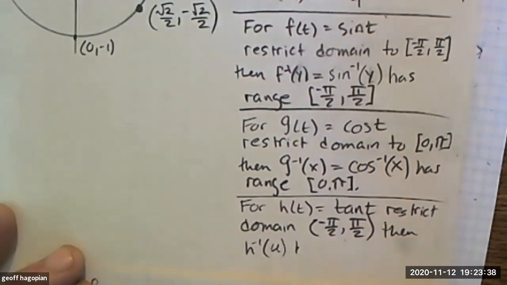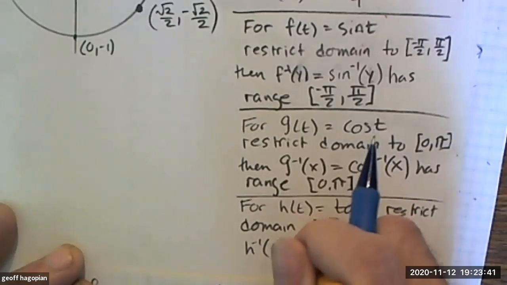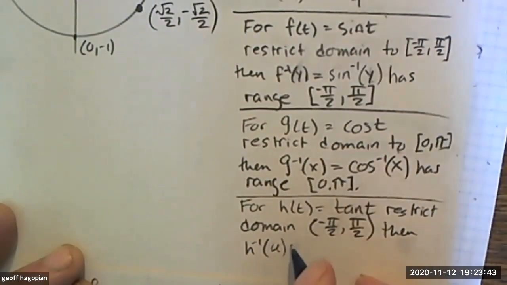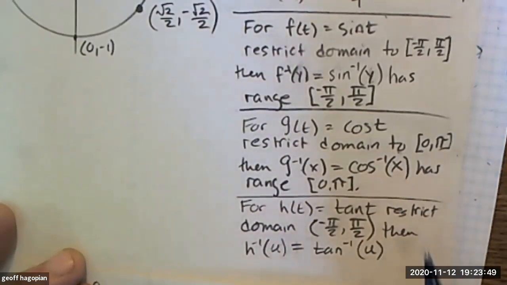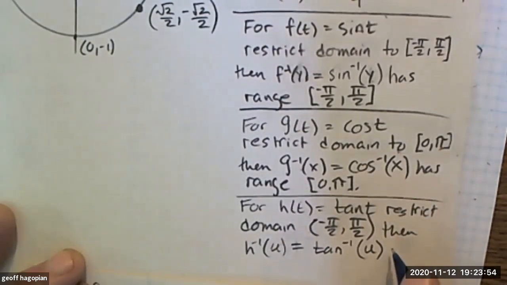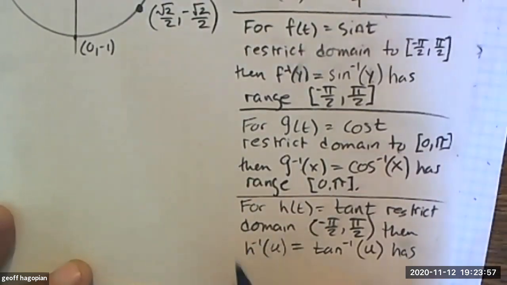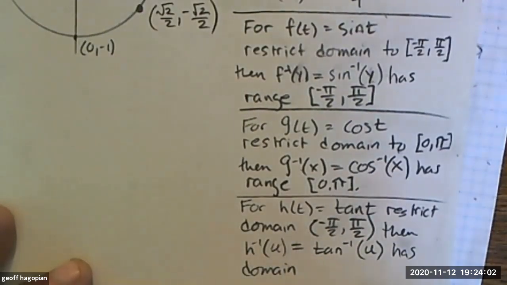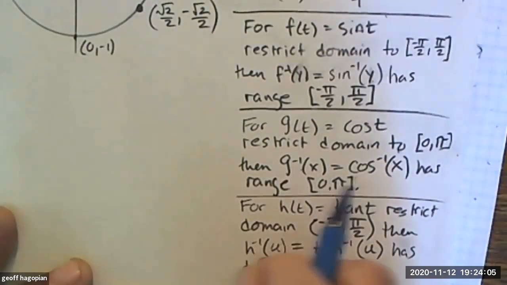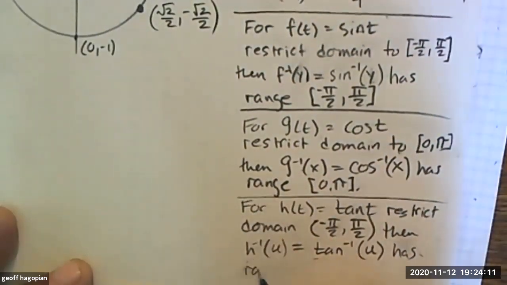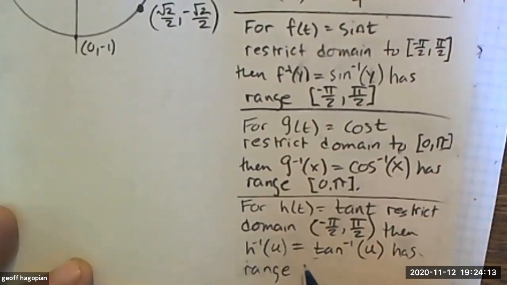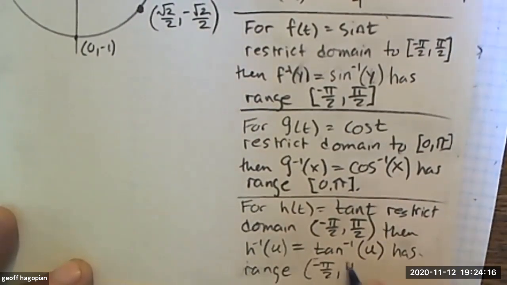This is denoted again as inverse tangent like this, right? That doesn't mean the reciprocal, right? That means the arc that would take us to that ratio of y to x, right? It has a range, sorry, consistent with my previous statements here. And the range is from negative pi over 2 to pi over 2.